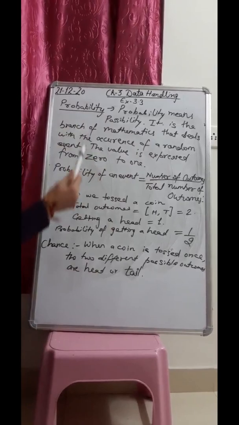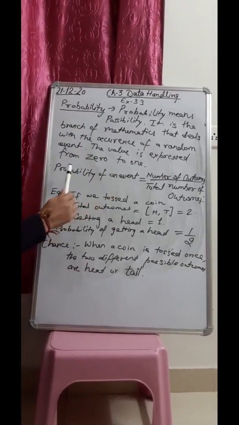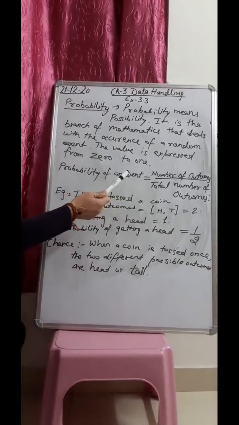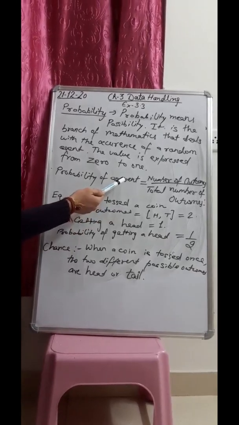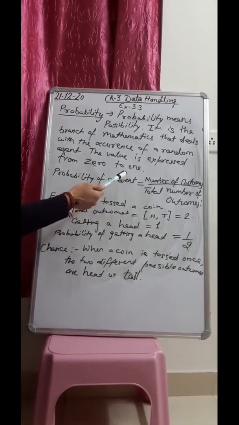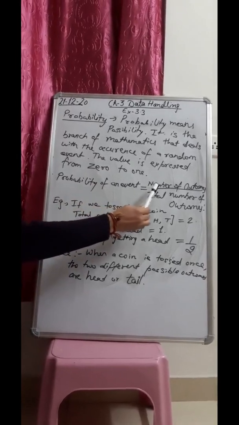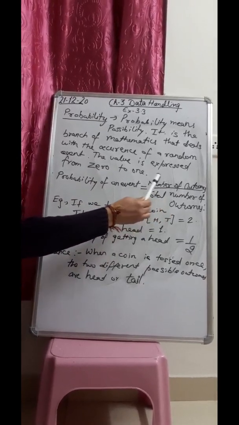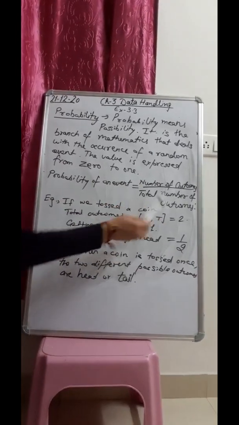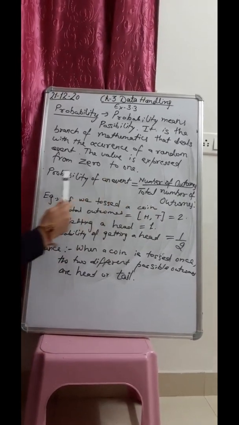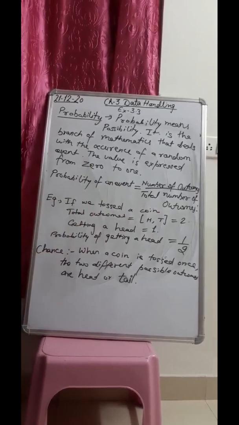To find out the probability, there is a formula. The probability of an event, that means any event, such as the occurrence of a head or the rising of the sun, is equal to the number of outcomes divided by the total number of outcomes. In this way we can find the probability of any event.